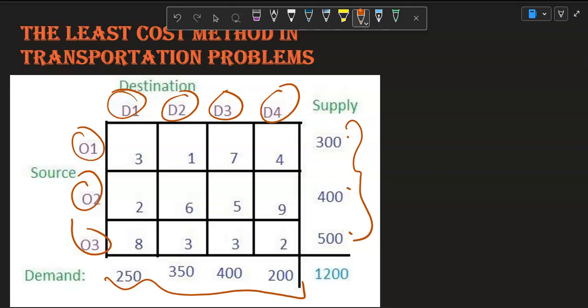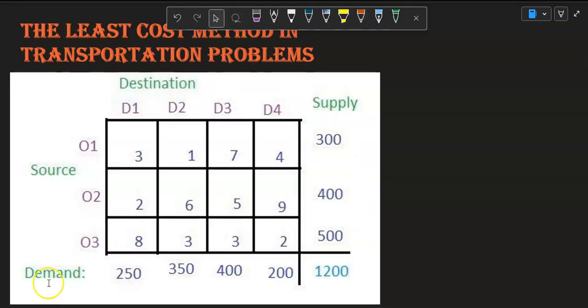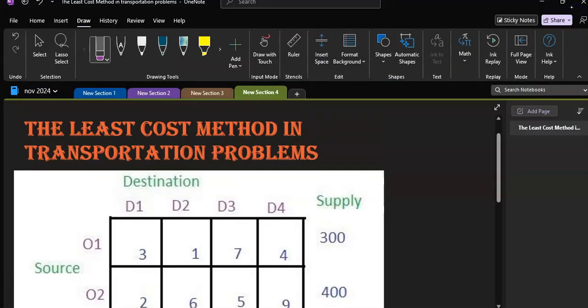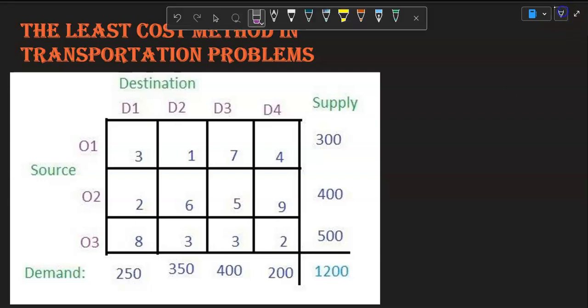Okay, having said that, how do we use the least cost method to arrive at the barest minimum cost? Okay, we first begin to identify the cell with the minimum unit cost. These are unit costs that we have in these boxes. So we identify the minimum unit cost. In this case, the smallest value we have in these cells is 1.